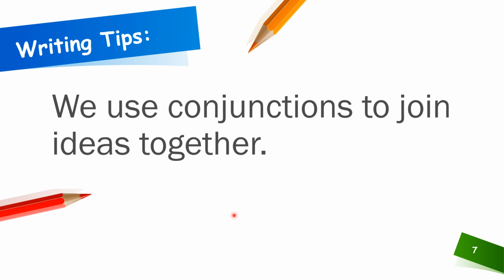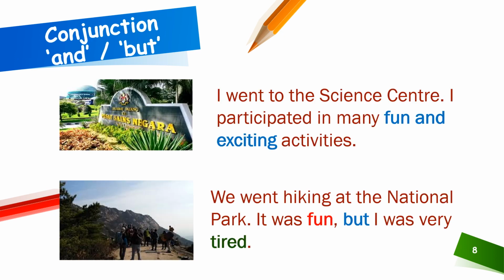Next, when we write an email, okay, we do not just use simple sentences. Okay, so we need to use conjunctions to join our ideas together. Now, what are conjunctions? Kata hubung, 连词. Okay, for example, and, or, but, for, okay? So, we can use the conjunction and, but. We use and to join two ideas which are similar, which are almost the same, okay? We use but to join ideas which are different.